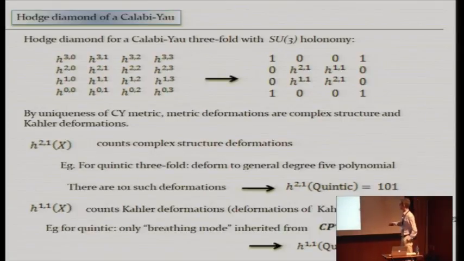So that gives me one Kähler deformation, and H11 for the quintic is 1. Now, counting in this way is a little bit hazardous in general. It happens to work for the quintic, just counting.